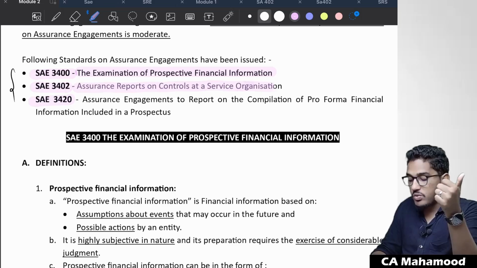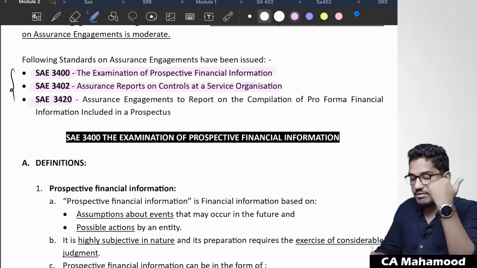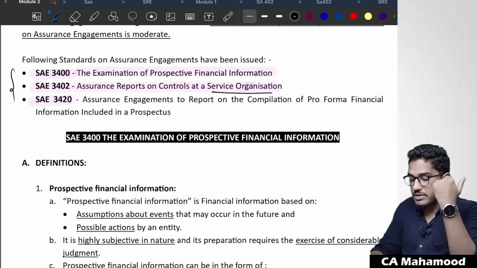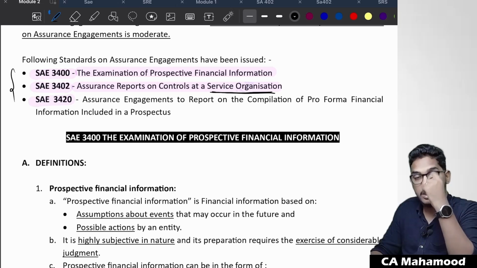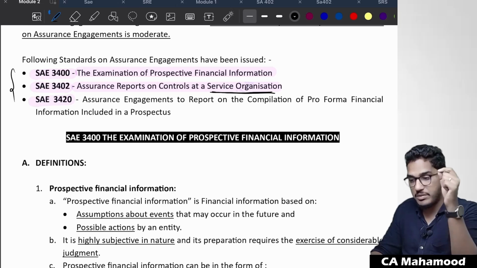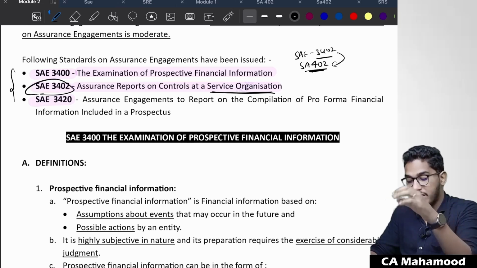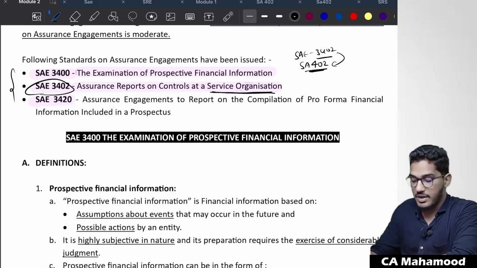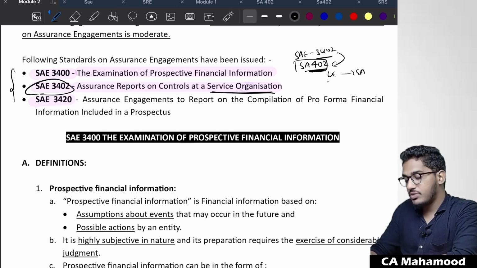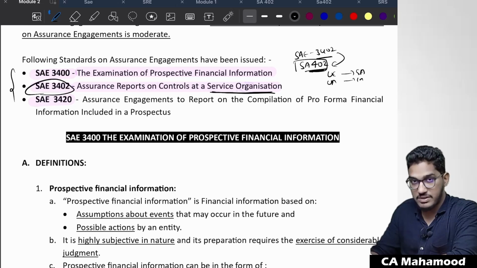Assurance reports on controls at the service organization. Is something sounding familiar? Controls at a service organization, is something sounding familiar? It should. Why? Because just in the immediately previous class, we understood SA 402, and if you pay attention here, the numbering is SAE 3402. So 3402 and SA 402 are both related. That's why the numbering SAE 3402. So we understood the concepts of user entity, service organization, user auditor, service auditor, verifying and reporting on internal controls, and all those concepts we have discussed, right?